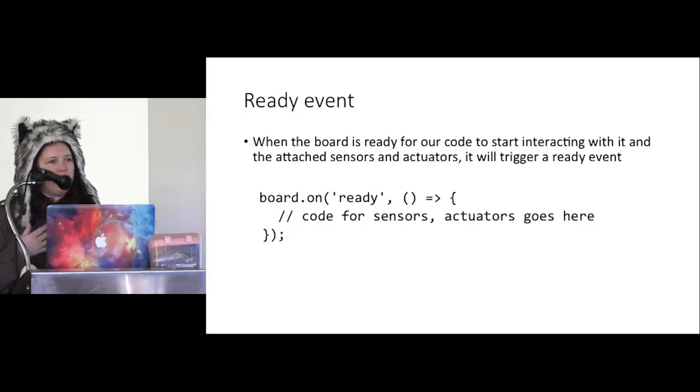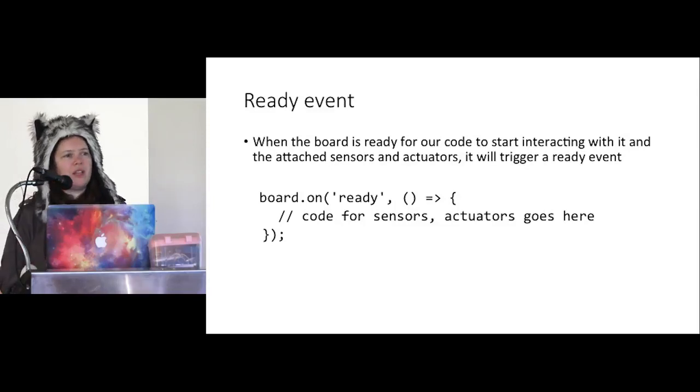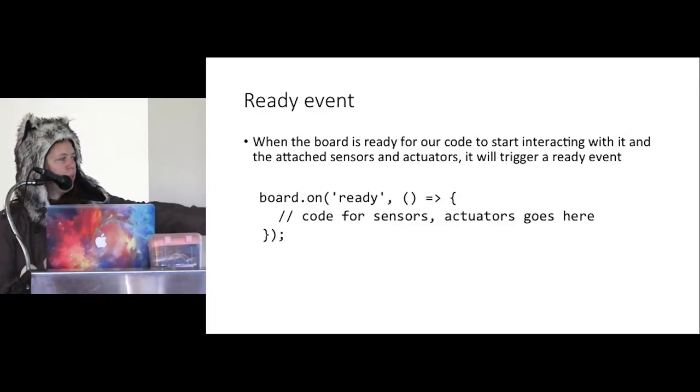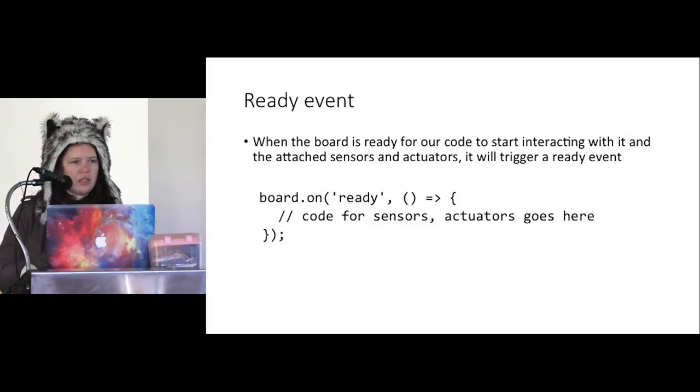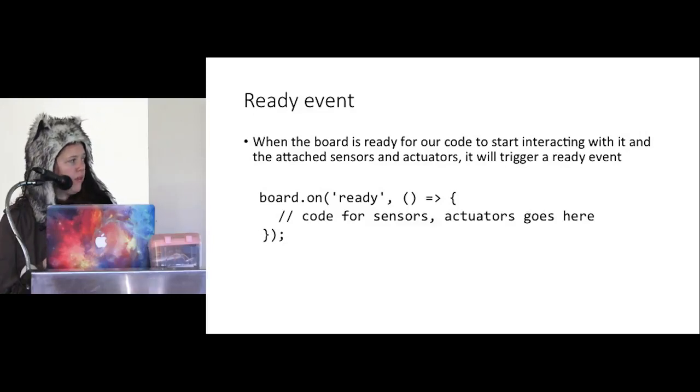Once you've done that, then pretty much all of the action happens in the event handler for the board on ready event. So this is the same object that we just set up as an instance of the board class. And when it's ready, we can run code to set up our LEDs or sensors or whatever other things that we're working with.